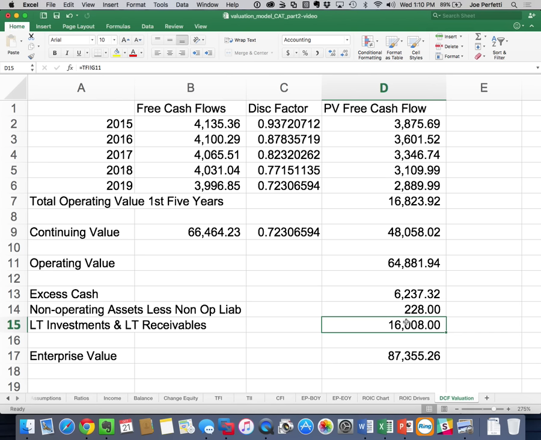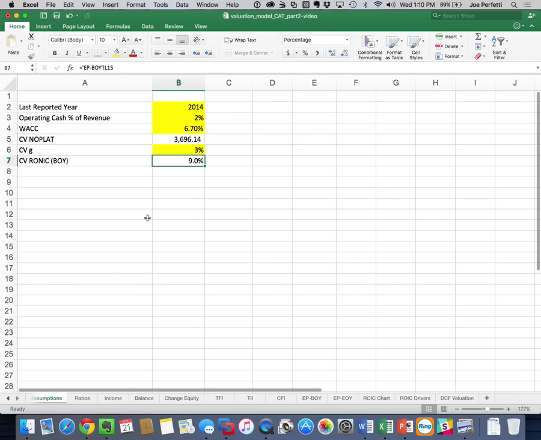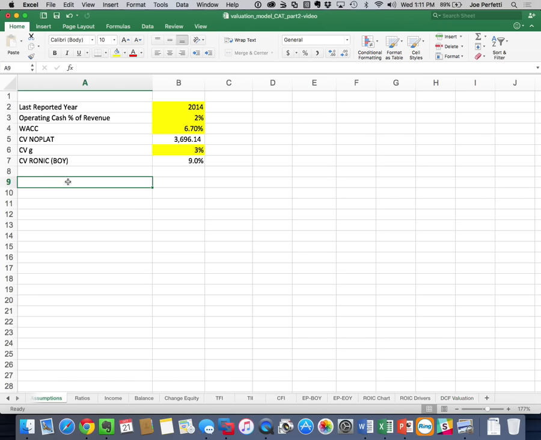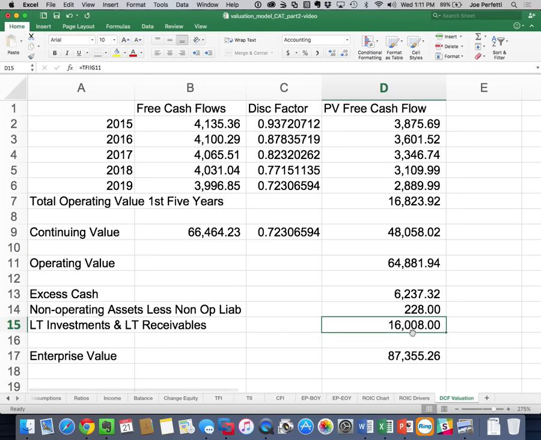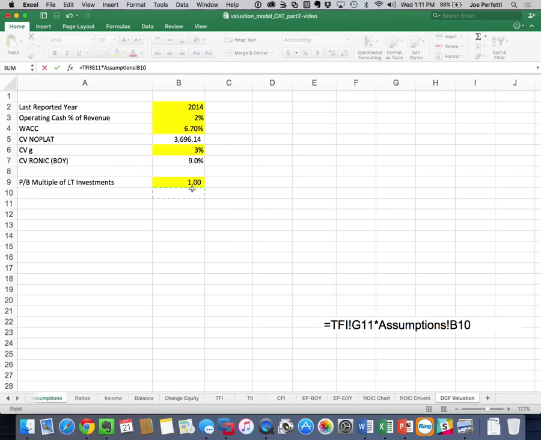So here's the same thing with CAT. If this was an Alibaba-like investment, it's probably not, but if it were, then it would be worth far more than $16 billion. Okay, so here's how we'll make an adjustment for that. On the Assumptions tab, starting in row 9, I'm going to call it the price to book multiple of long-term investments. And I'm going to make it 1, and I'm going to make that yellow. And what I'm going to do is I'm going to take my long-term investments and multiply it by that price to book multiple.